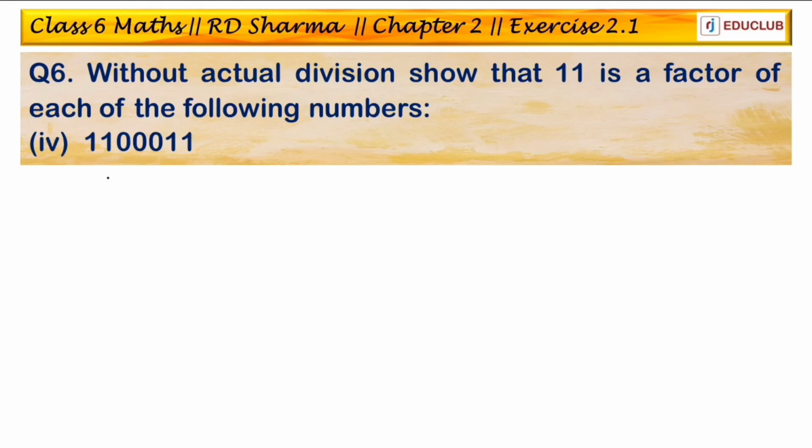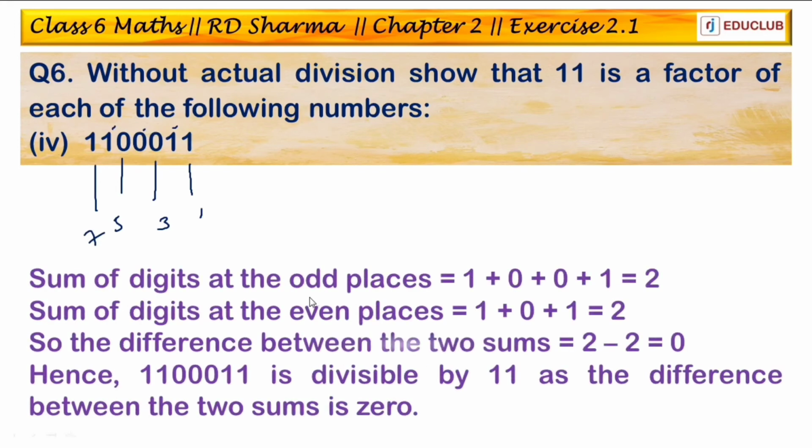Next number is 11000011. These are odd places 1, 3, 5, 7, and the rest are even places: 2, 4, 6. Now the sum of the digits at the odd places, 1, 3, 5, 7. What are the numbers? 1 plus 0 plus 0 plus 1 is equal to 2.